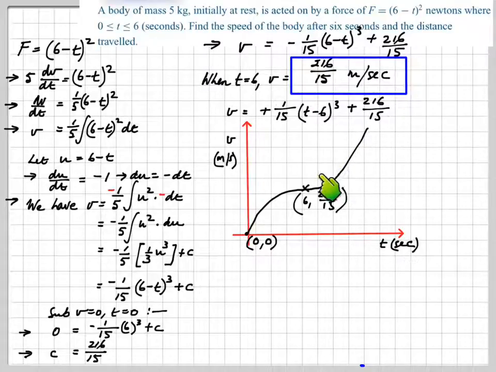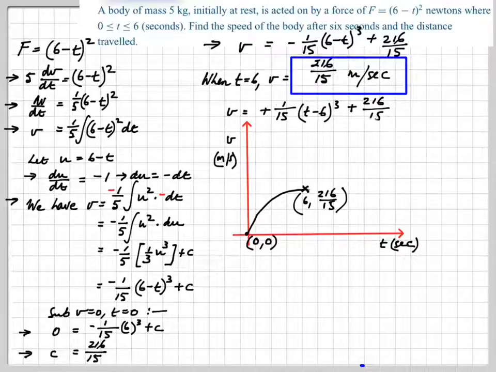Usually with these velocity time graphs, if the thing has crossed over the axis and gone from minus to plus or plus to minus somewhere within the time interval you're interested in, in this case 6 seconds, that's when you've got to be very careful, because the velocity will have changed direction and therefore the thing's turned around, and therefore distance is no longer the same as displacement.